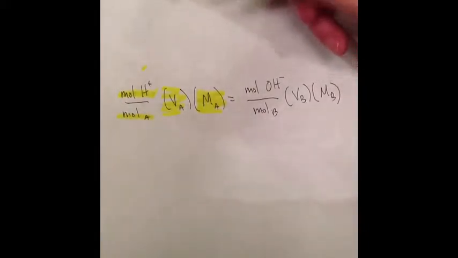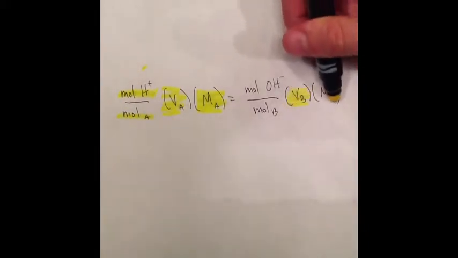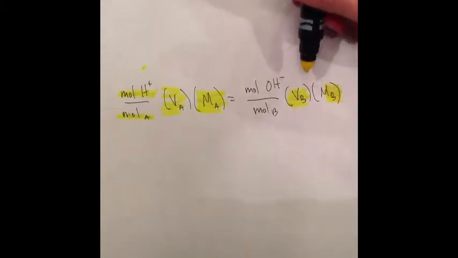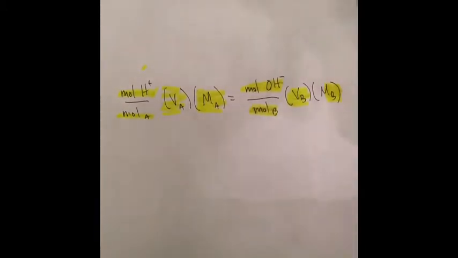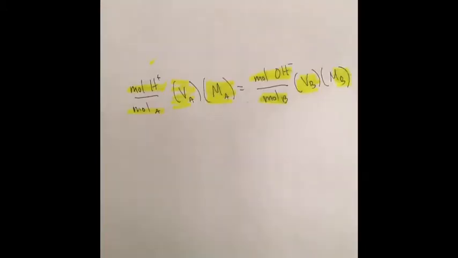On the other side, you have the volume of the base, the molarity of the base, and the number of moles of hydroxide ions per 1 mole of the base. Think this is easy? Let's try an example.